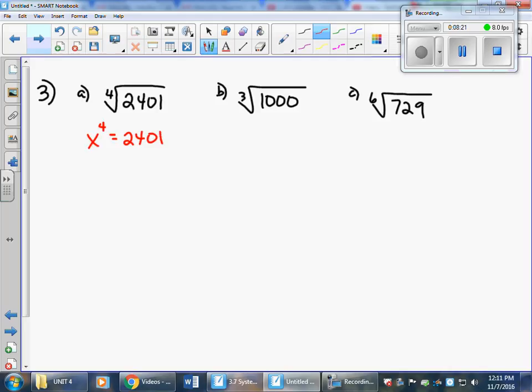So if you don't have a calculator that's capable of doing a fourth root, you can simply just keep trying numbers. And once you get to it, you get 7. Because 7 times 7 times 7 times 7 turns out to be 2401. But be careful, the answer to this is going to be a positive and negative 7. Because if you multiply positive 7 4 times, you're going to get 2401. But if you multiply negative 7 4 times, you still get a positive 2401.